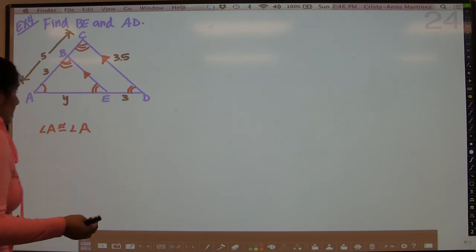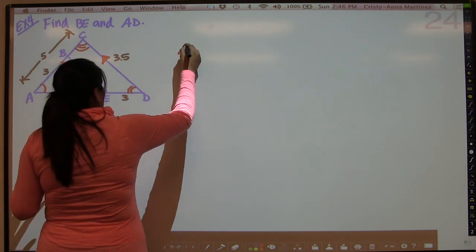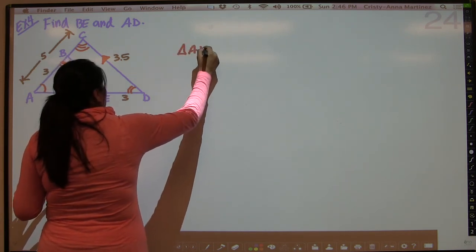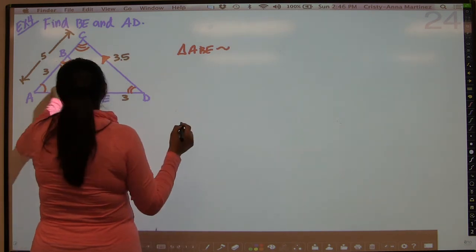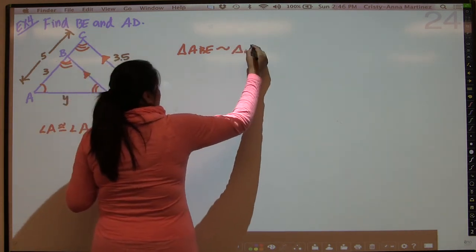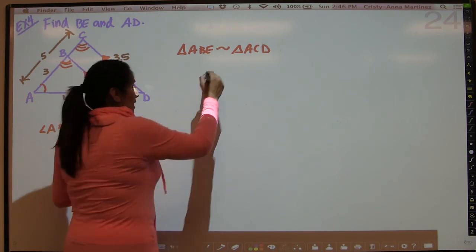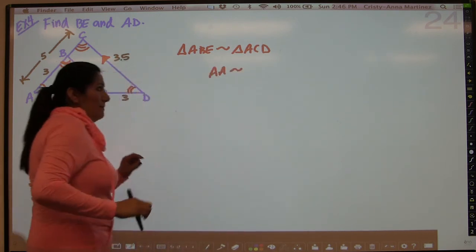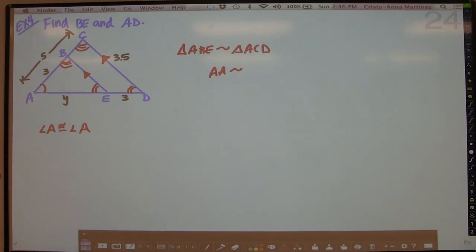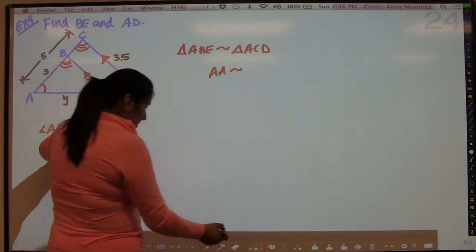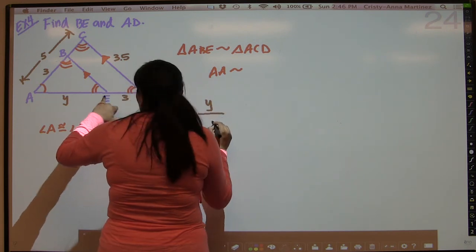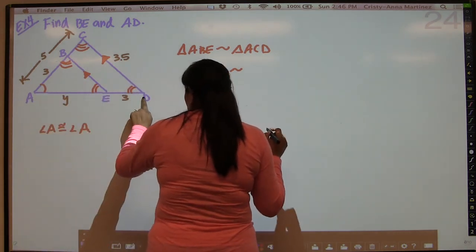Now that's important. So we know that triangle ABE is similar to ACD by the angle-angle similarity. Okay? That's important because once we know that the triangles are similar, then we can apply the fact that their corresponding sides have to be proportional, and that's how we're going to figure out what this variable is here. Okay, so we know that y, which is this smaller side, y is to the entire side.